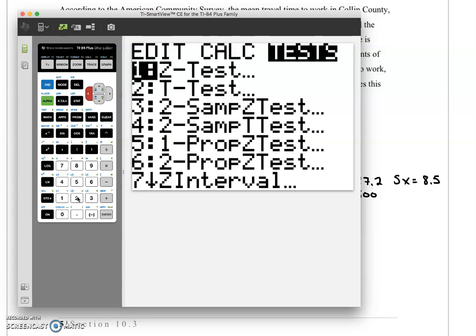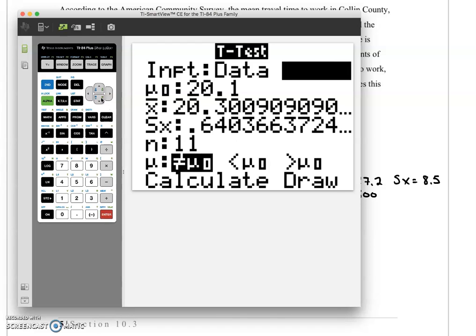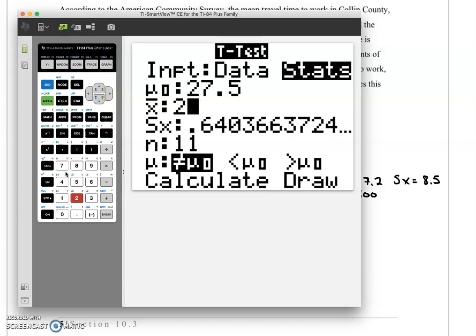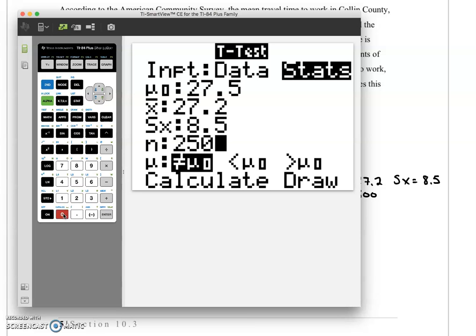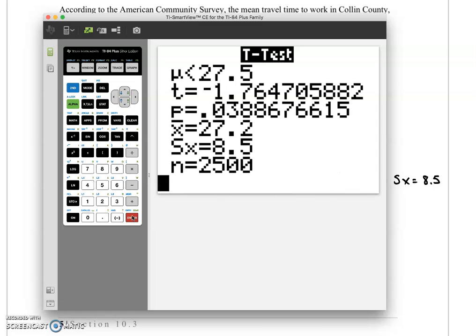Stat over to tests, t-test, and we're back to stats again. We do not have data this time. Our mu0 was 27.5. Our sample mean is 27.2 with a standard deviation of 8.5. And our sample size was 2,500. Yes. And we want less than. Calculate. Our test statistic is negative 1.76.